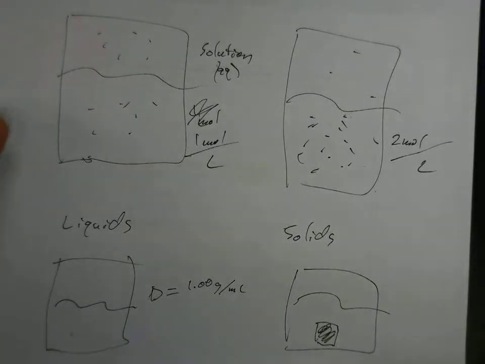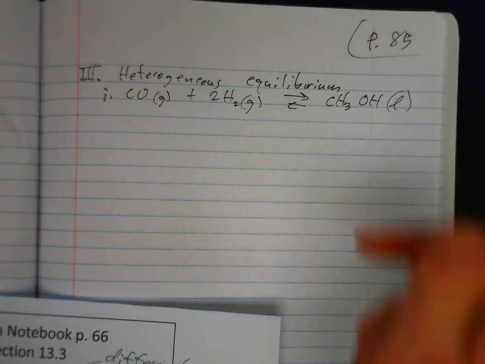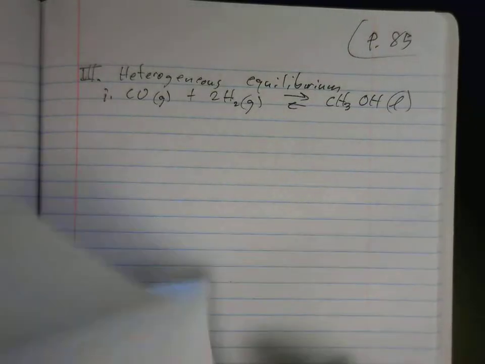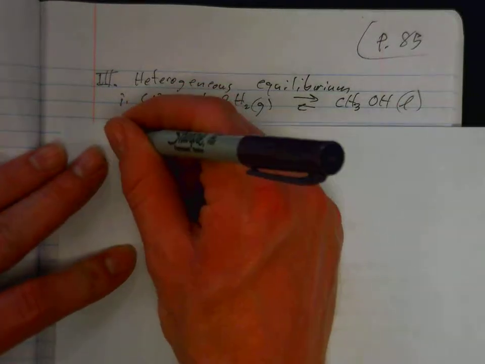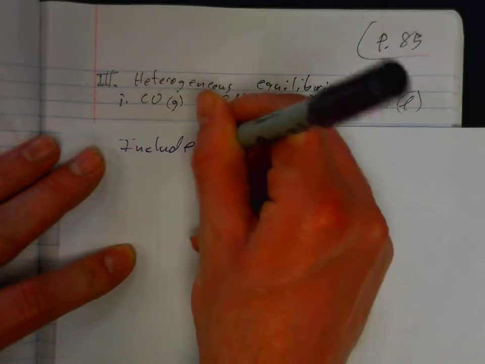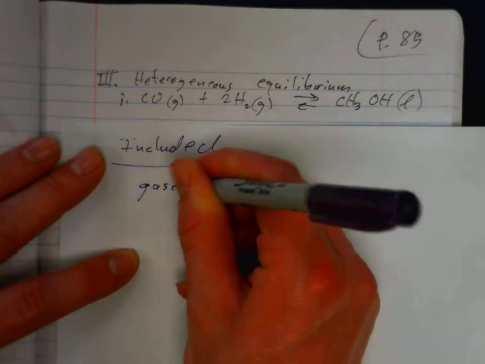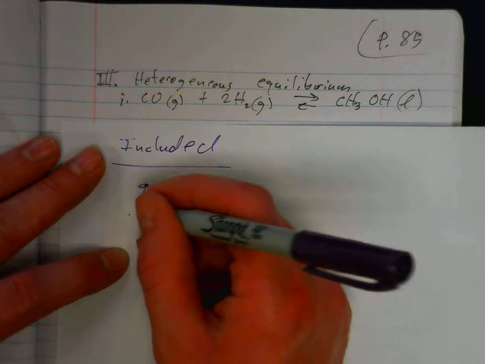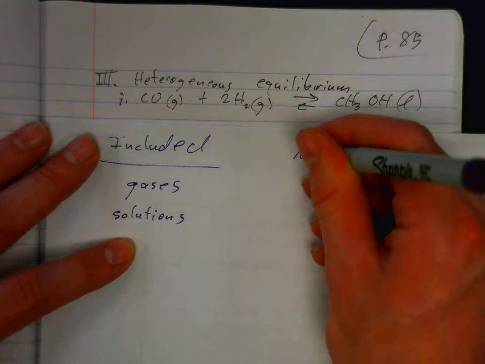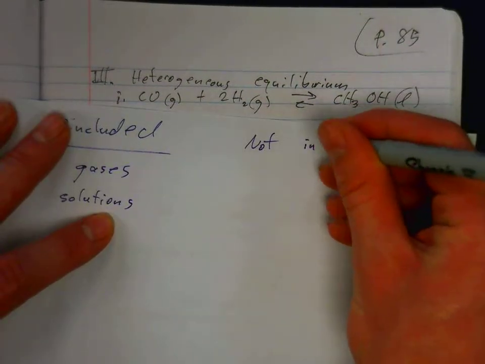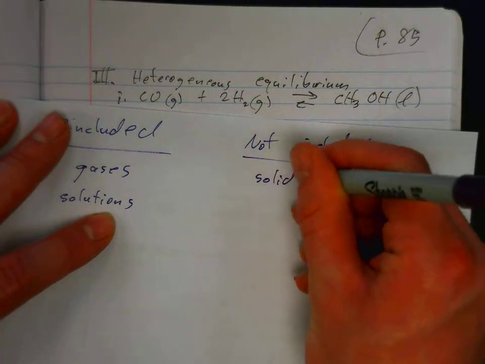In the equilibrium expression, we don't include solids or liquids. So we can make a summary here. Included would be gases and solutions. Not included: pure solids and liquids.